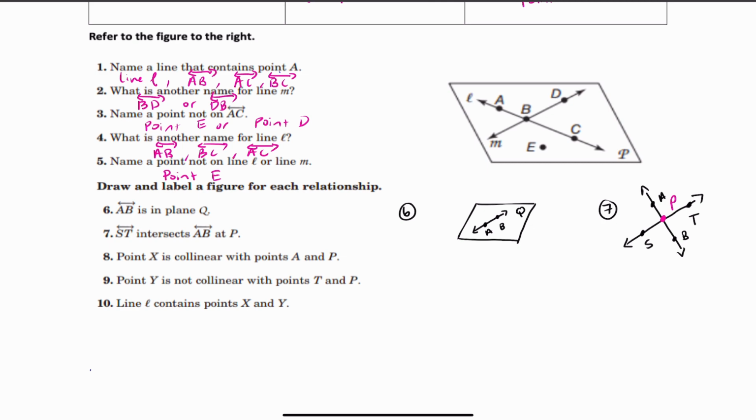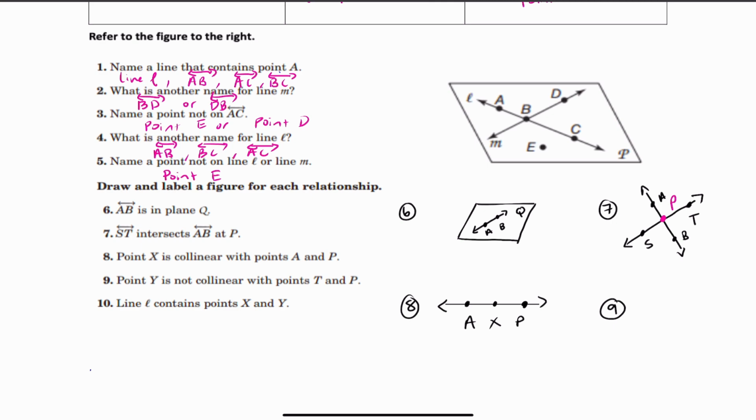Okay. Number 8, point X is collinear with points A and B. Well, collinear means points that lie on the same line. So let me go ahead and draw those points. So here's A and P. And the fact that X is collinear, it has to be on that same line. So this is an example of number 8.